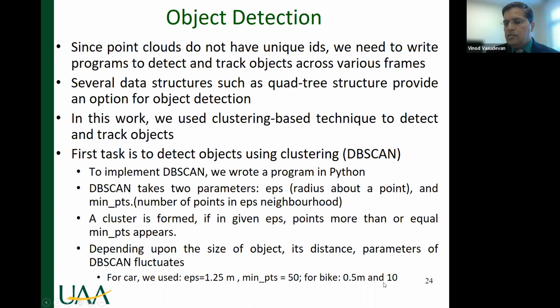Again, that varies based on the LiDAR you're using and the scenarios. For example, if you have a slightly different kind of environment, that may be different, but that's something you have to figure out based on the LiDAR you're using and your application. In our case, these worked for us. Similarly, we had some other set of parameters for pedestrians.